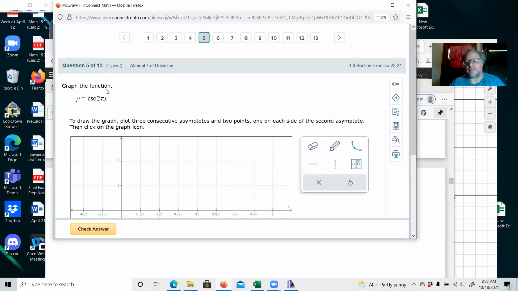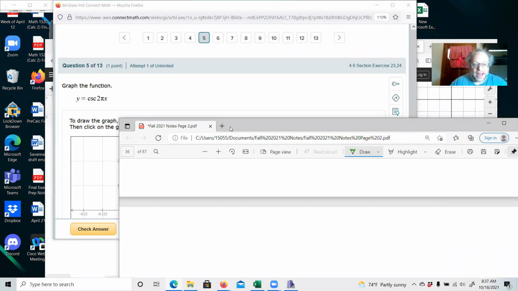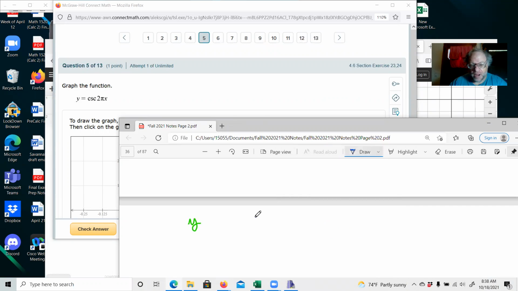And this is a good problem. Okay, cosecant of 2 pi x. The reason why it's a good problem is this 2 pi x really confuses students a lot of times. If you're going to go into electrical engineering, this is a pretty common period that they put in here. Okay, so we're going to say y is equal to cosecant of 2 pi x.